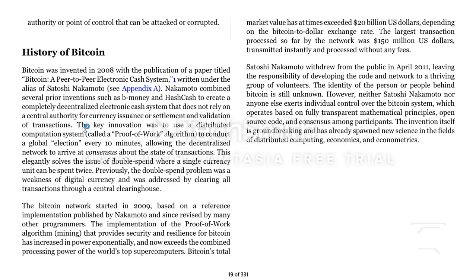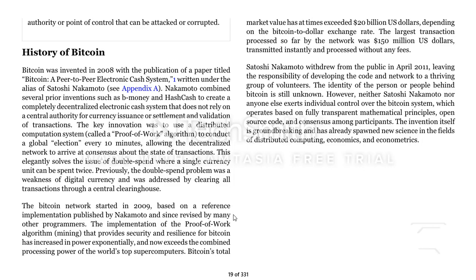The key innovation was to use a distributed computation system, called a proof-of-work algorithm, to conduct a global election every 10 minutes, allowing the decentralized network to arrive at consensus about the state of transactions. This elegantly solves the issue of double spend where a single currency unit can be spent twice. Previously, the double spend problem was a weakness of digital currency and was addressed by clearing all transactions through a central clearing house.